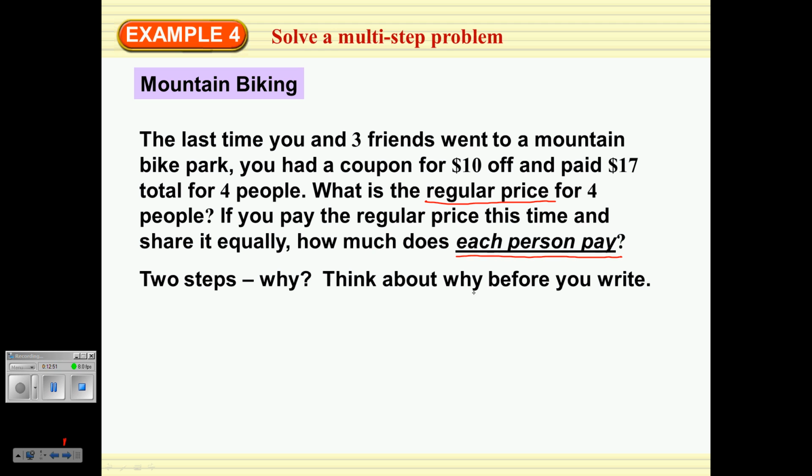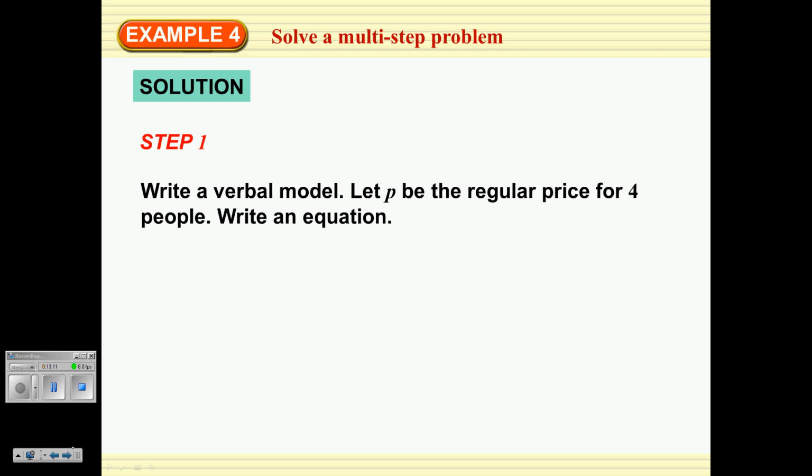So, you have to think about your ultimate goal and how you get to the ultimate answer you're looking for and what you need to get this answer. And then we don't have the regular price here, but we have information to find the regular price. Okay, so let's go ahead and skip through here. We're going to write a verbal model and let P be the regular price for 4 people. And we're going to write an equation. So regular price, take away the amount of the coupon equals the actual amount we paid. So that's where we think things through.